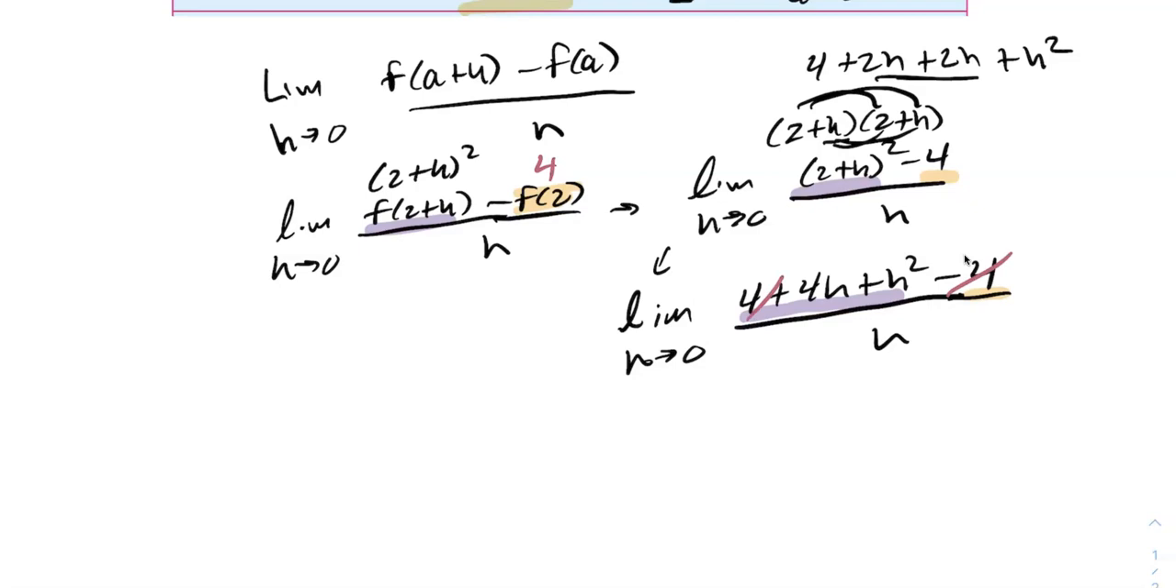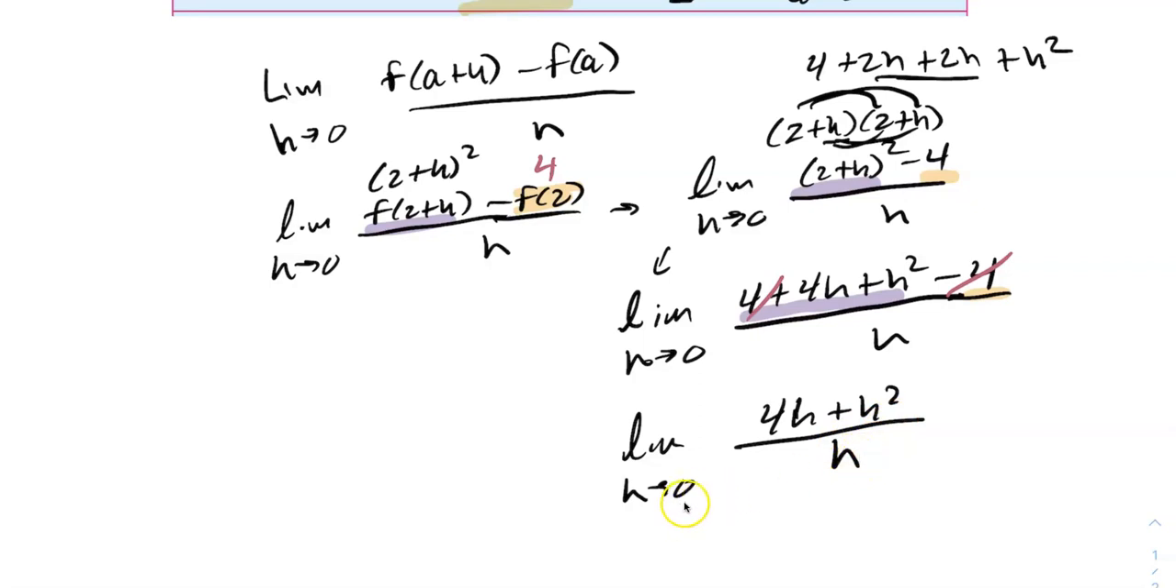And I'm left with just this. The limit, as h approaches 0, of 4h plus h squared over h. Now, we have a limit problem. Remember what I always said about limit problems? These are ugly h's, I know. You want to substitute in 0, and as long as you get a number, you're good. If you get 0 over 0, you have some work to do.